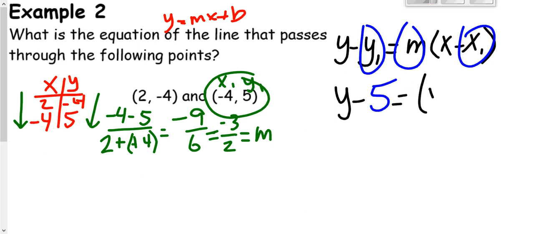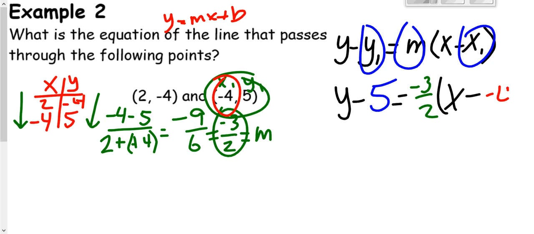We have the equals and the slope and then the x minus. The slope we found was negative 3 over 2. Remember that from over here? Then we have the x minus, and we're using the negative 4. So then we just start to simplify.